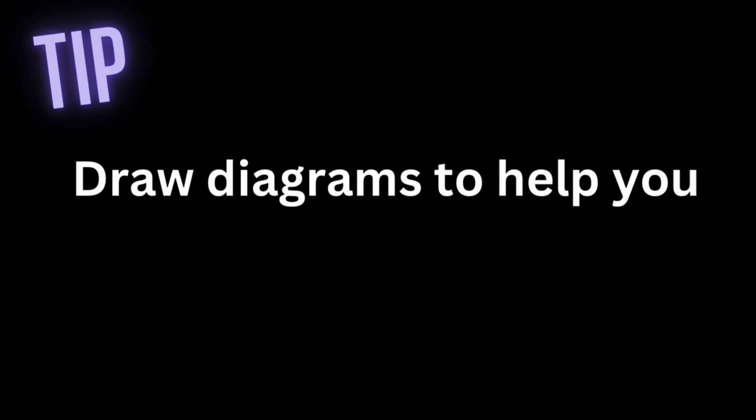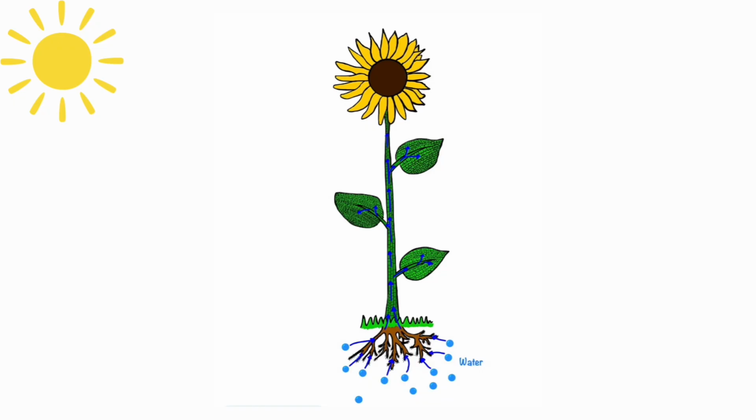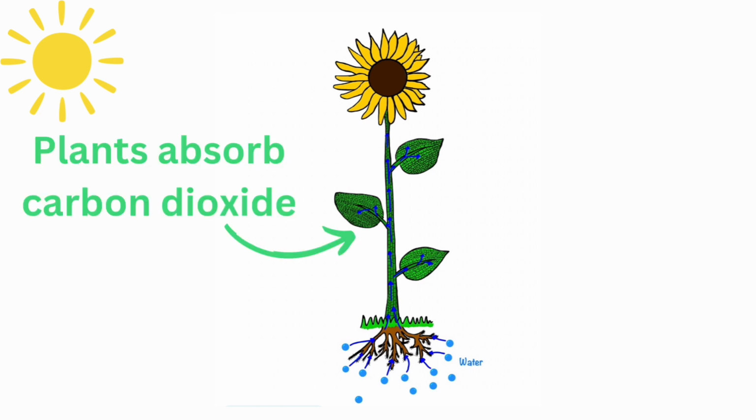And here's another revision tip. When you're trying to understand a difficult idea, try to make a diagram to summarise everything you need to remember. Let's give it a try together. So here I've drawn our plant and I've drawn the sun because we need light energy to make photosynthesis happen. And I've written on our diagram that the plant is going to absorb carbon through carbon dioxide. So that will remind me that photosynthesis needs carbon dioxide.